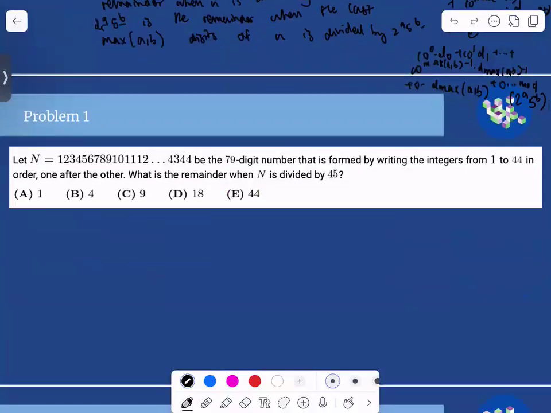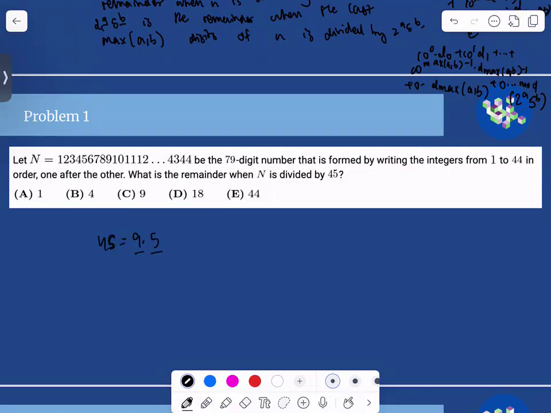So this is a pretty simple example problem, and I'm just going to go through it real fast. It's a 79-digit number. You write the integers from 1 to 44 in order one after the other, and then you want to find the remainder when N is divided by 45. All you have to do for this problem is note that 45 is equal to 9 times 5, and 9 and 5 are relatively prime. So you can just check for divisibility by 9 and 5.